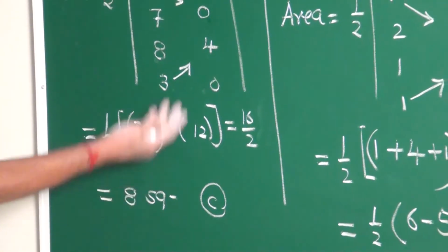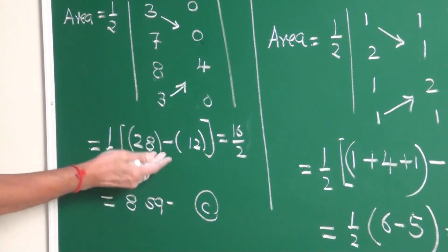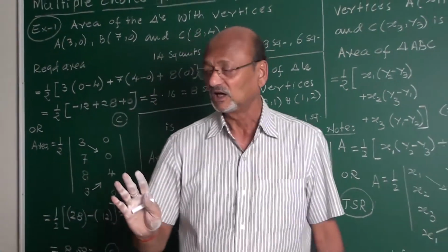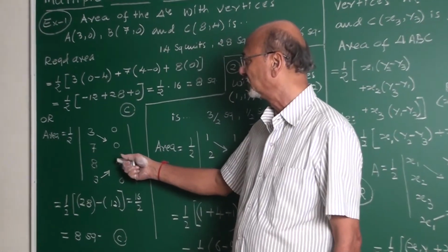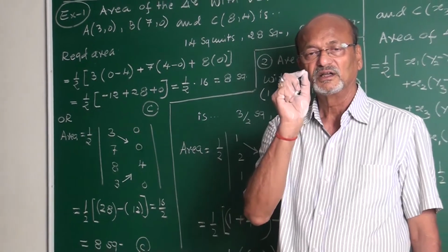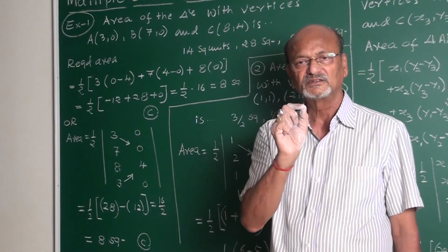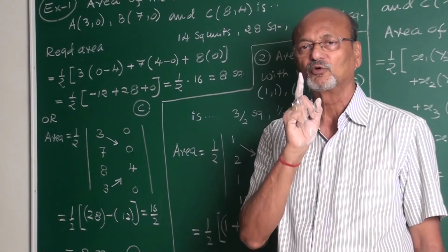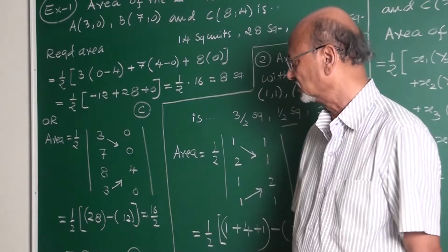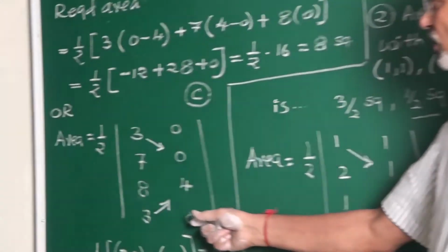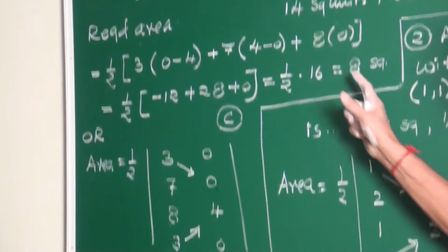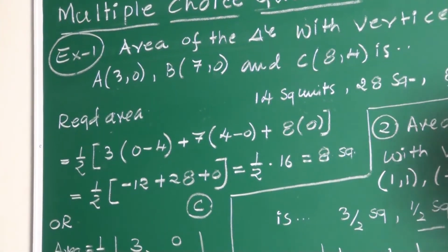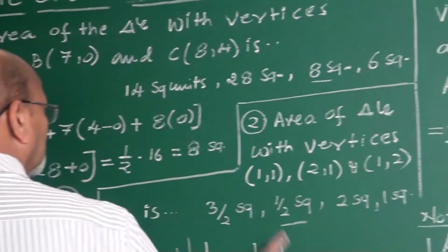You have to decide which you like. But remember, my friends, these are MCQs. Nobody looks at your methods. They look at getting the correct answer quickly. That is very important. You have to save the time and get the correct answer. Whether you adopt this method or this method, in both the methods the answer is same. You can go anywhere. Next is this.